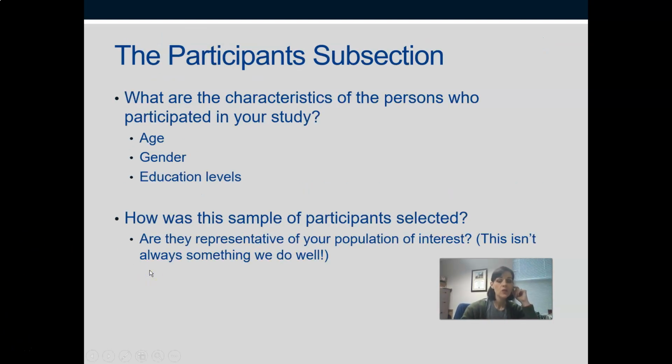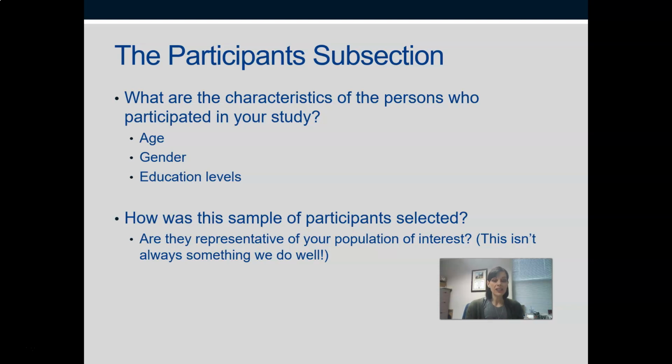Okay. So let's start with the participants subsection. This subsection is entirely devoted to the characteristics of people who participated in your study. This might include information on age, if you have it. This might include information on gender, if you have it, as well as education levels. Ultimately, it depends on what you are looking at.